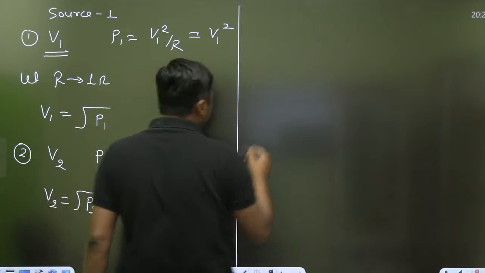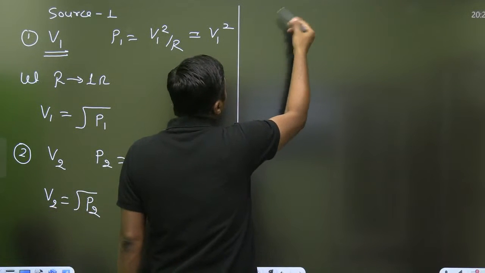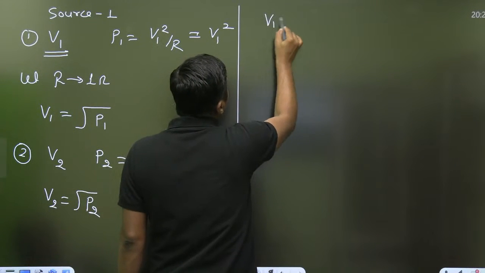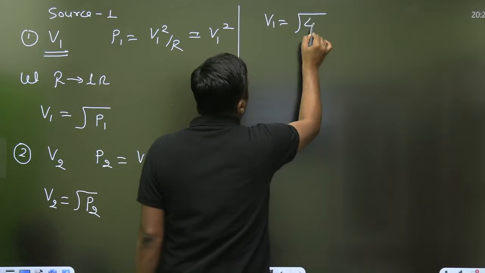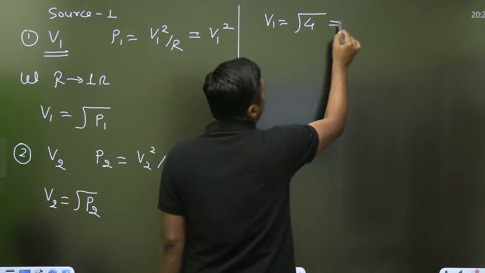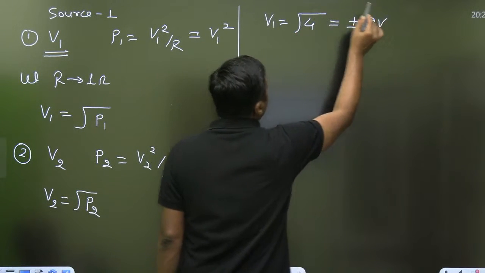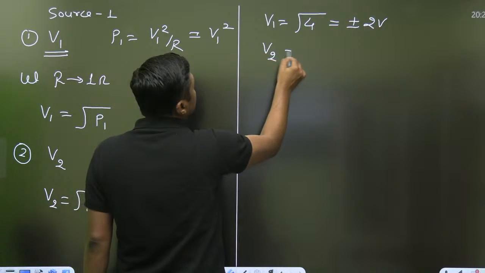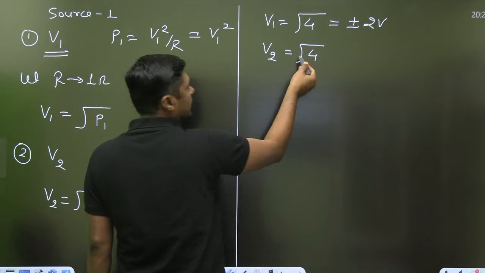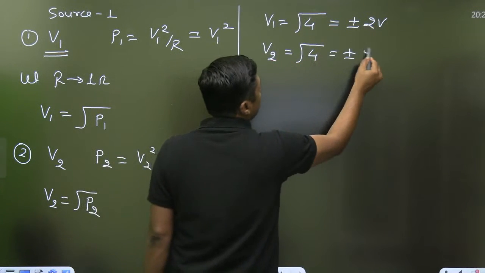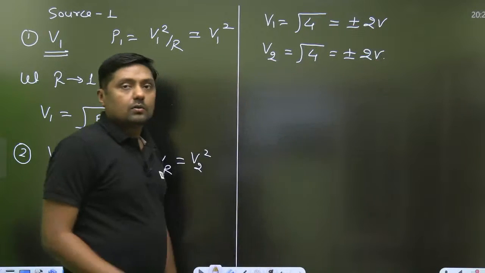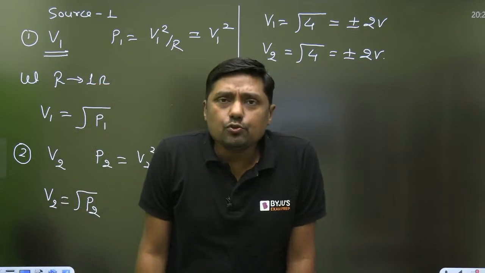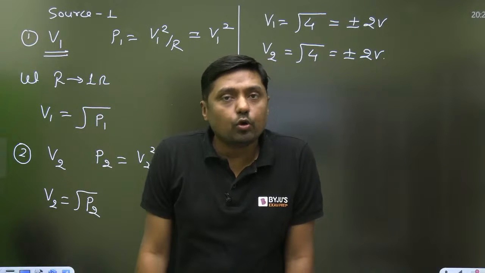It is a general case. Then what will be the V1 in R case? Root over 4 watt. It is given in the question, 4 watt. So it may be plus minus 2 volt. What will be the V2? Root over 4, again there is a 4 watt. It may be plus minus 2 volt. So we are using the superposition theorem to find the voltage or current.